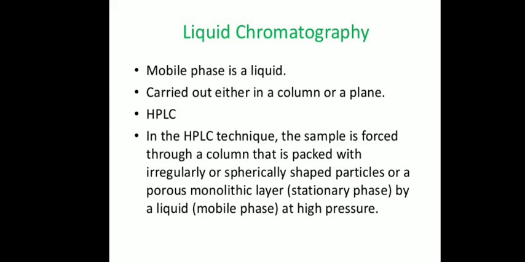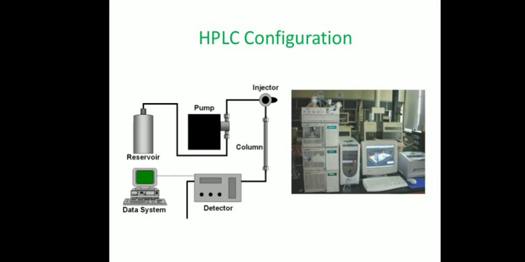Here what is done is, there is a simple column in which porous particles, which act as the stationary phase, are set, and through these particles the mobile phase is passed with high pressure, and depending on its affinity the product is separated. Now here you can see the diagram of HPLC. This is the equipment in which high performance liquid chromatography is carried out.